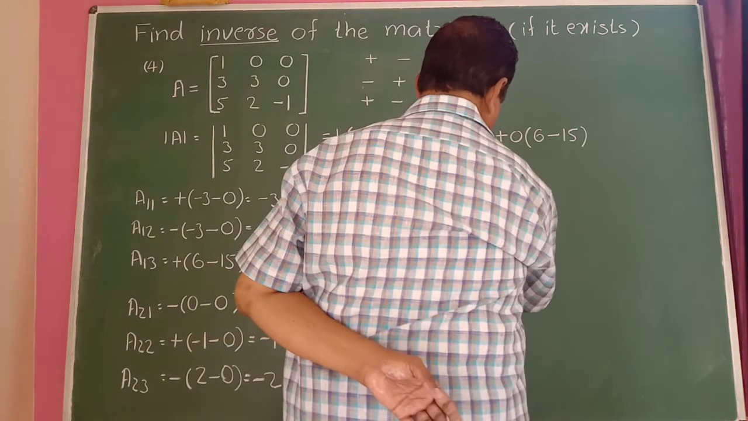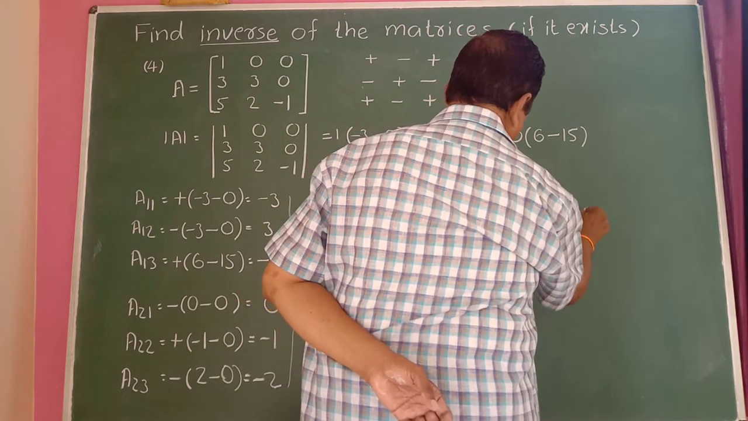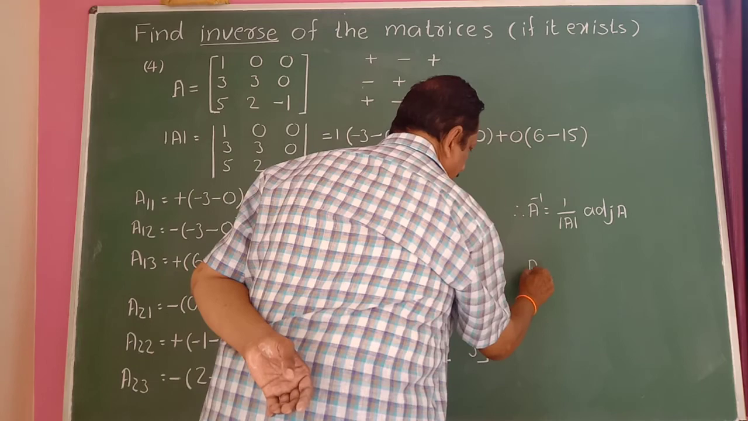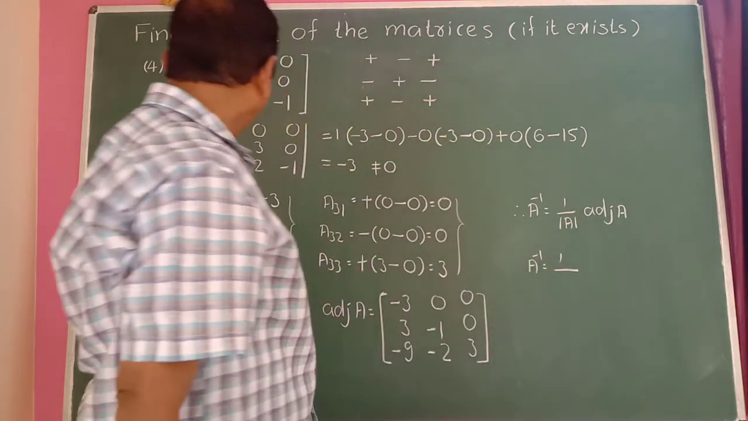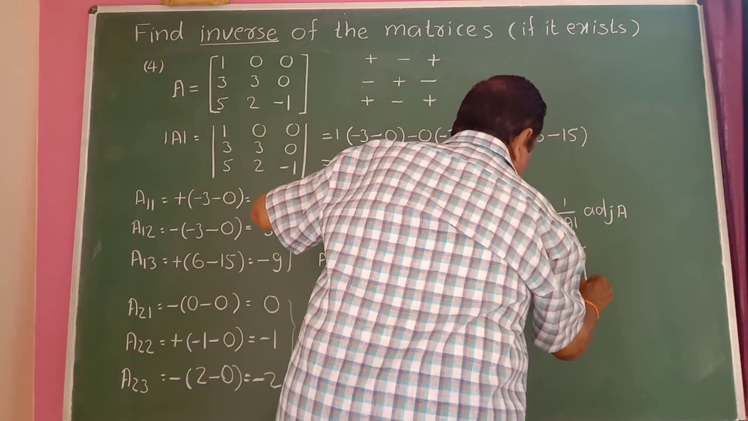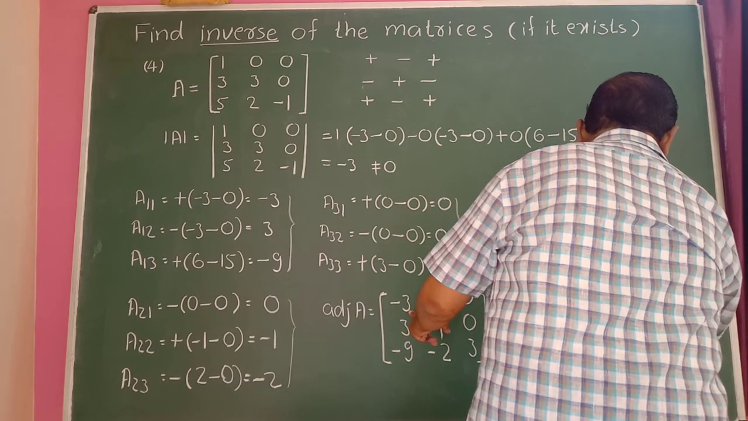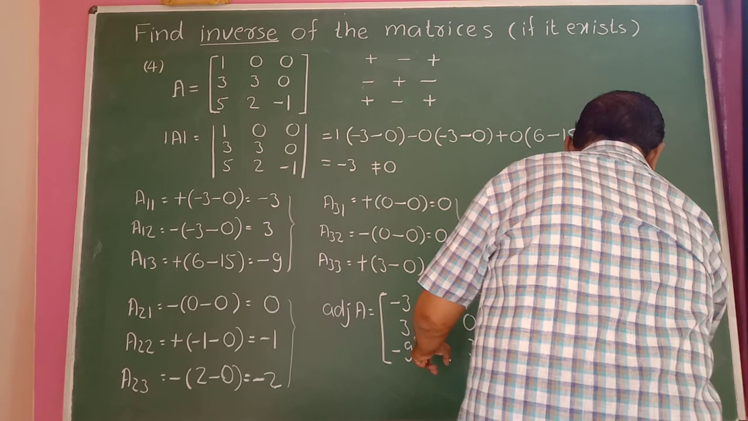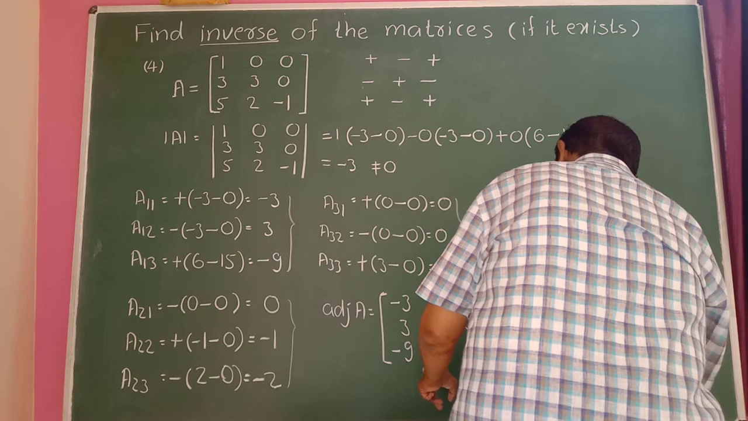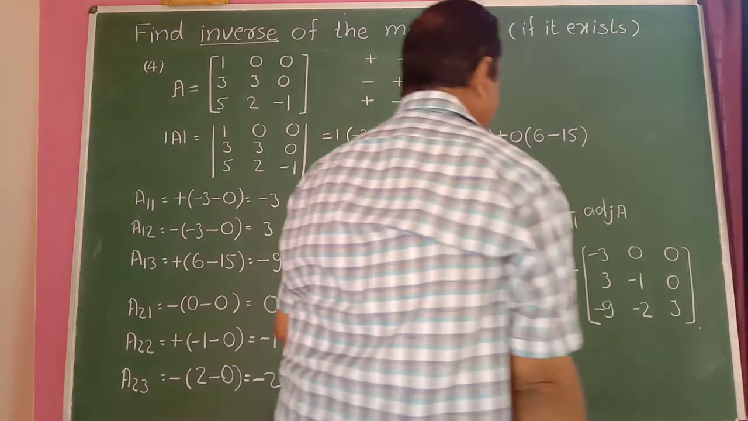Therefore, A inverse is 1 upon determinant of A into adjoint of A. This is a formula. Hence, A inverse is equal to 1 upon determinant of A, whose value is minus 3. So, right here minus 1 by 3 into the adjoint of the matrix here: minus 3, 0 and 0. Then 3, minus 1, 0. Then 9, minus 9, minus 9, minus 2, plus 3. So this is the answer here.